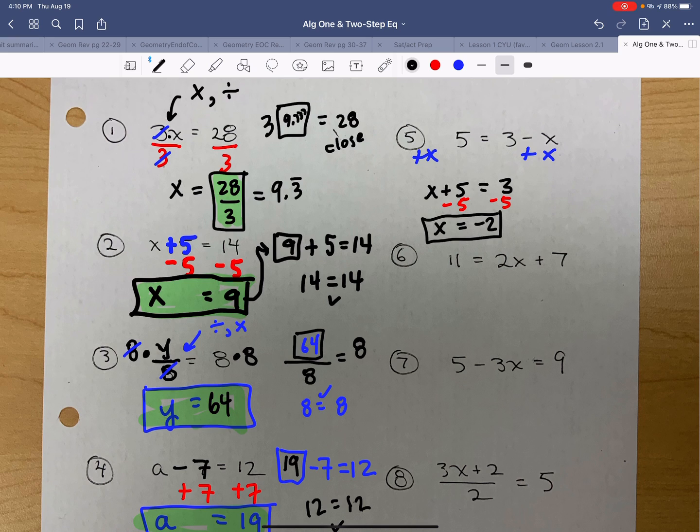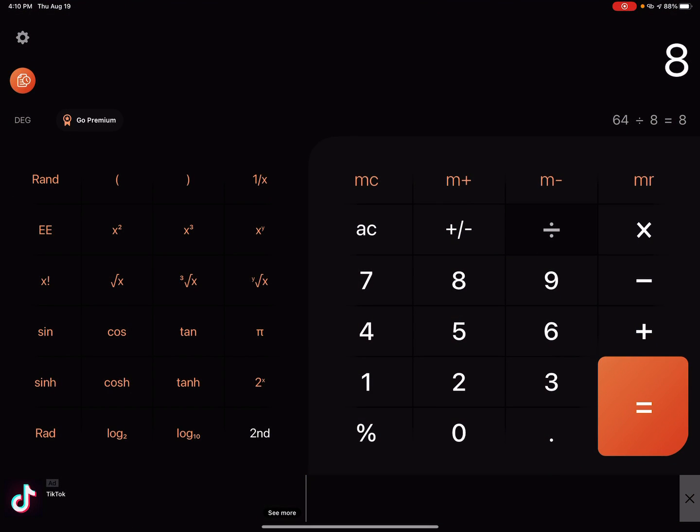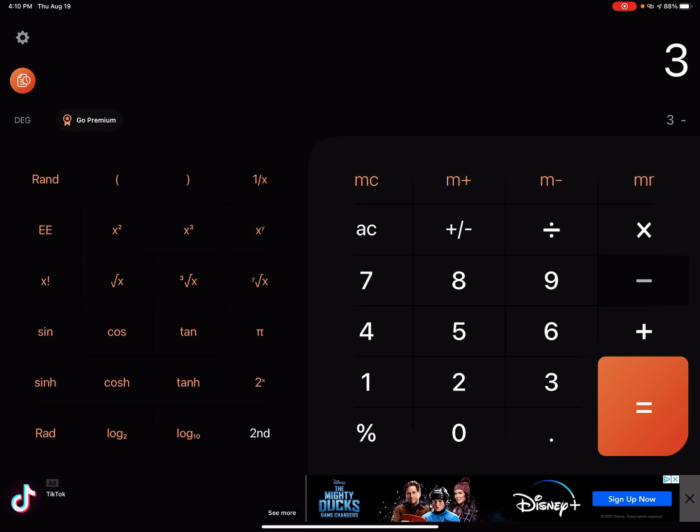So let's plug this in to our mystery number. Is 5 equal to 3 minus a negative 2? Let's take a look. Is 5 equal to 3 minus a negative 2? So 3 minus, and I'm going to hit this negative sign. Where's my negative sign here? Negative 2. I don't see it on this calculator.